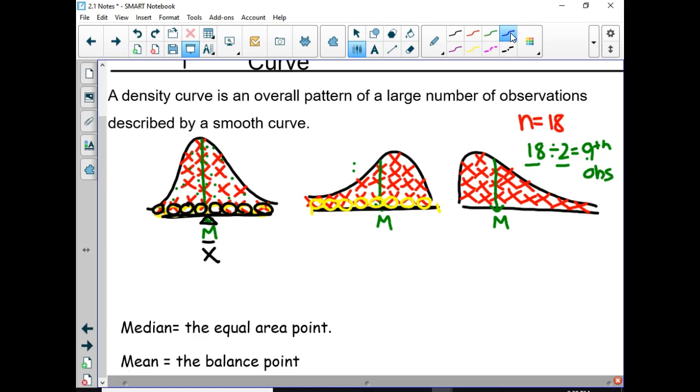1, 2, 3, 4. 1, 2, 3, 4. Right here. I'm going to put that fulcrum so it's equally weighted on both sides. The balance point. So my mean is going to go right here. Again, why? You can think of it as the mean chasing the tail as well.